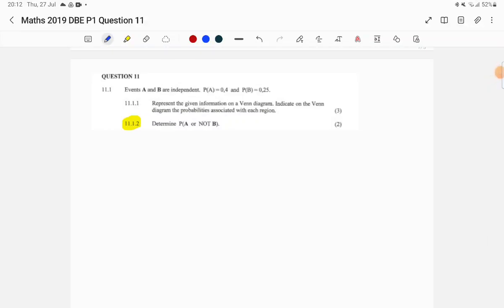11.2, determine probability of A or not B. Right, so here, what we need to understand is if we had to expand this, let's write this in a mathematical notation way. So A or not B is A or B apostrophe. And if we were to expand this using our addition formula, we get the probability of A plus the probability of not B minus the probability of A and not B.